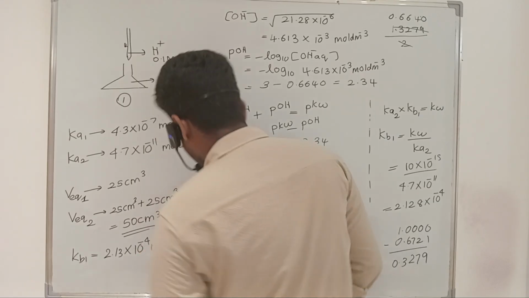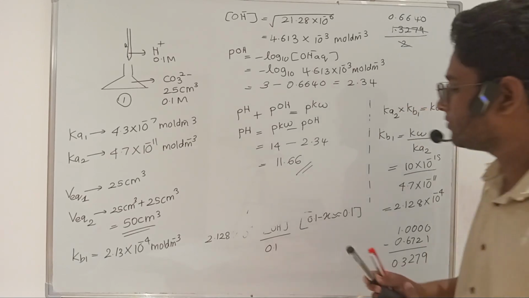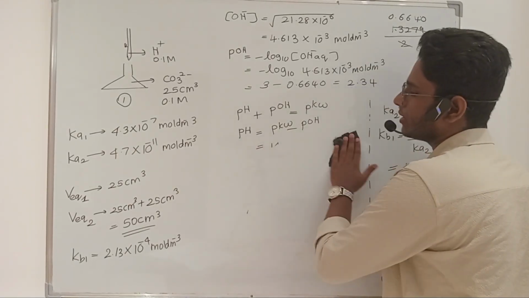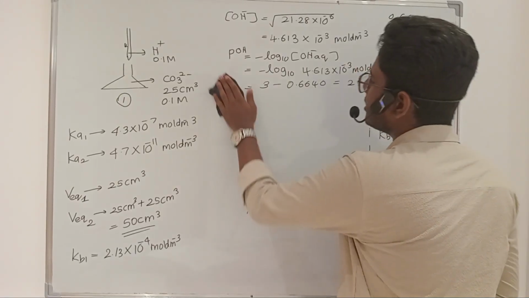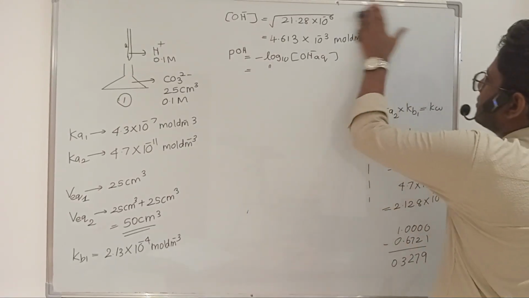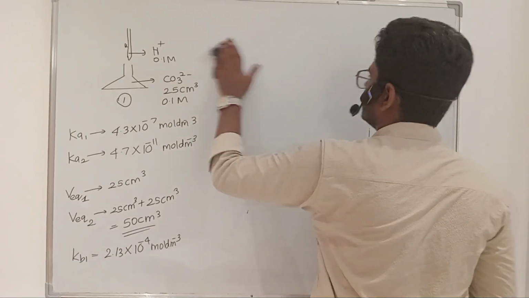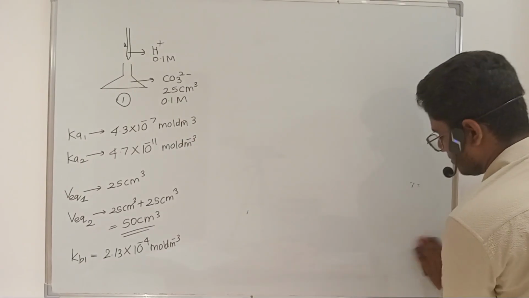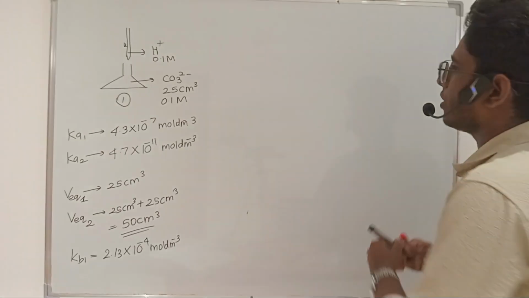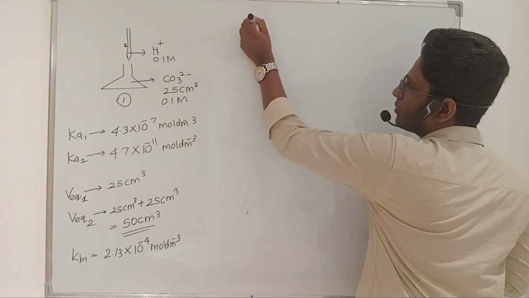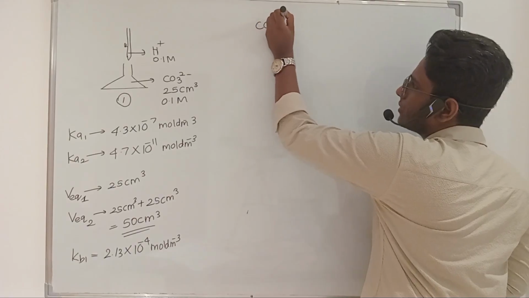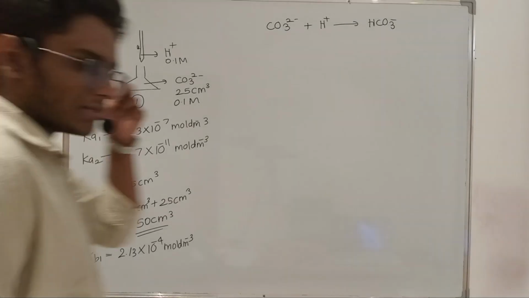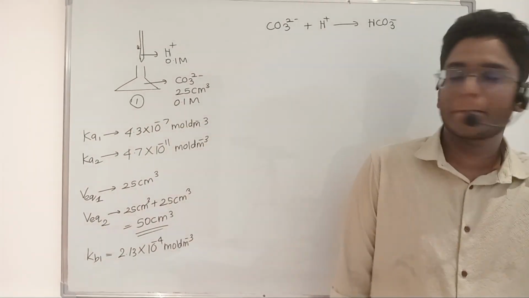Okay. Now they're asking what is the pH at the first equivalence point? How can you find that? At the first equivalence point, all of the carbonate will be converted to bicarbonate. So that is what is happening at the first equivalence point. Sorry guys, there was a power cut.